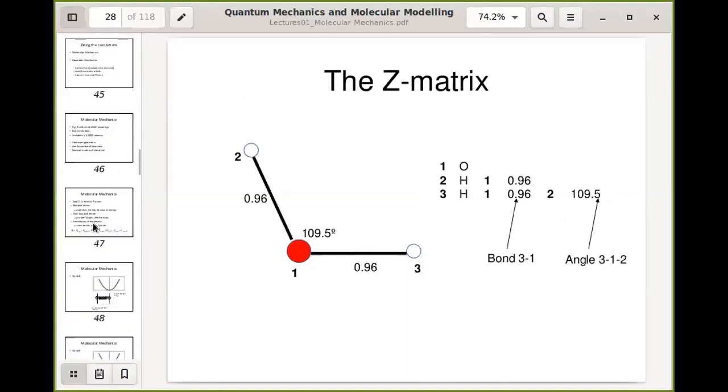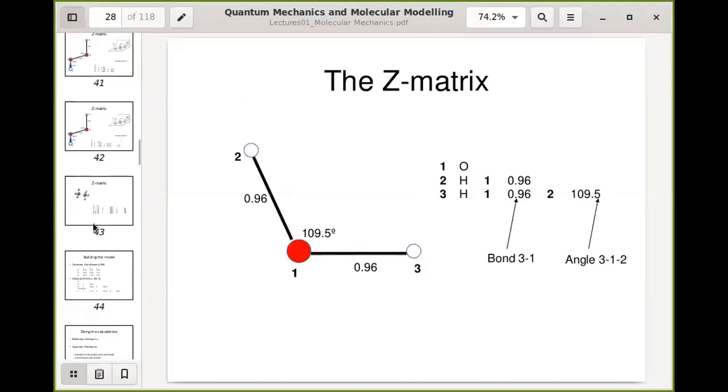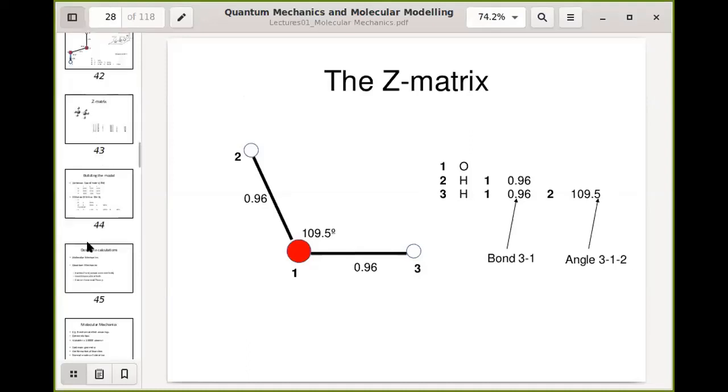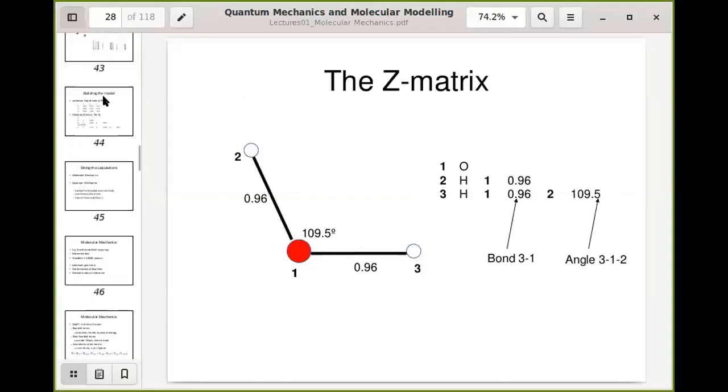In terms of constructing the molecule, we don't have too much time, but if you're still having trouble, get hold of me outside of a lecture and we'll have time to go through it. Okay.